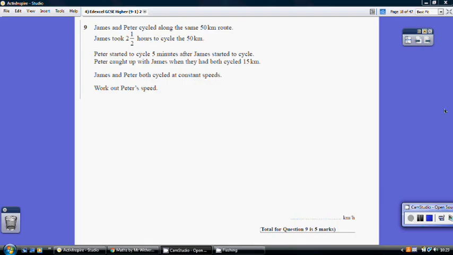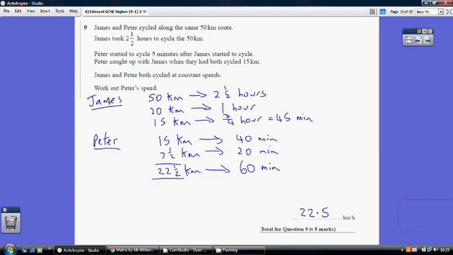Question 9. Now these take a bit of thinking about, so just really try and break the information down and work your way through it in a logical order. So let's start off with James's information. We're told that he took 2.5 hours to cycle the 50 kilometers.